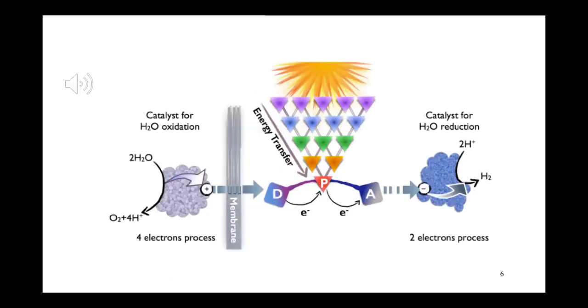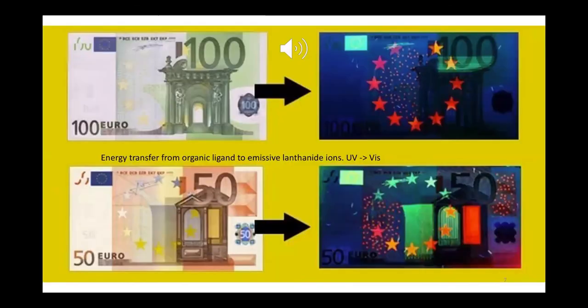If we are able to make arrays of ordered chromophoric units that also contain an energetic alignment, we can use them for light harvesting and to activate redox reactions, like nature does. Photoinduced energy transfer is also applied in security features in banknotes.